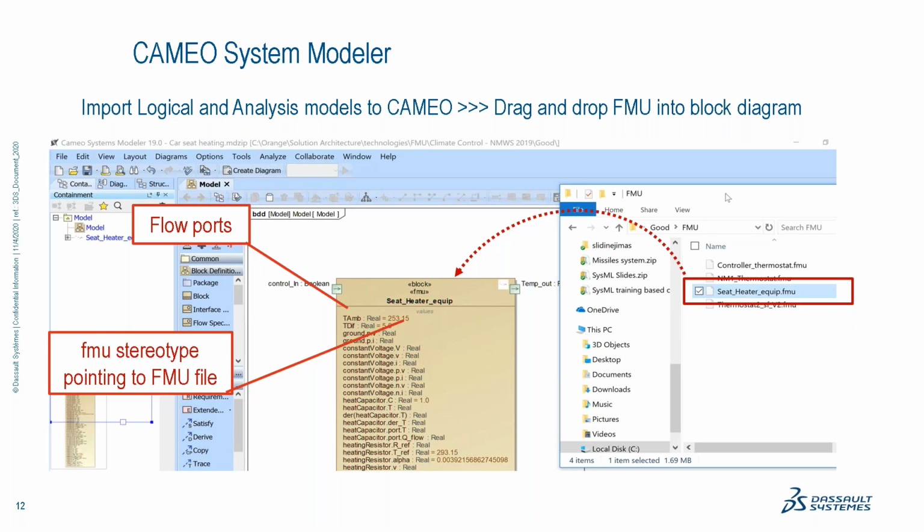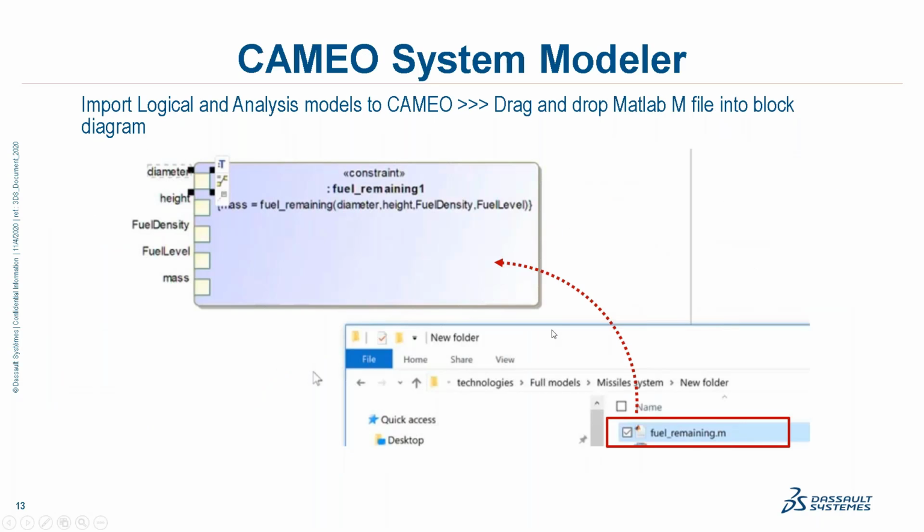I mean, in some cases like FMU, you just drag and drop the FMU into your block diagram or BDD, and it would generate a block for you with all the variables and ports that would be available for integration and connecting it to other blocks in your simulation model. The same with MATLAB. You have an M file or MATLAB file, you just drag and drop it, and it would generate constraints or blocks related to MATLAB.